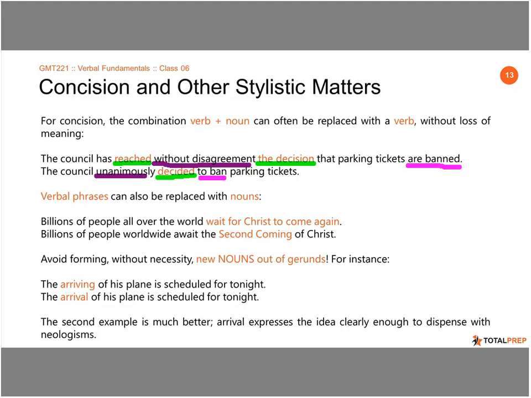Verbal phrases can also be replaced with nouns. "Billions of people all over the world wait for Christ to come again." "Billions of people worldwide await the second coming of Christ."